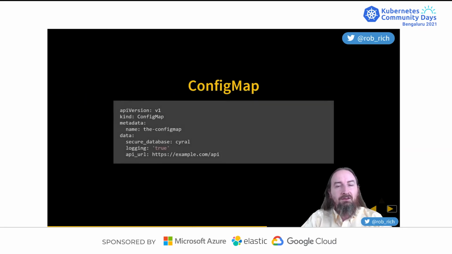Well, we have an elegant separation here with ConfigMap. A ConfigMap can specify the keys and values for each of the configuration details and then name this configuration file so that we can include it later. So in this case, we have the name of the ConfigMap. We have a key of secure database, and we're using Cyril to do so. Our logging is enabled, and here's our API URL. We have a config map.